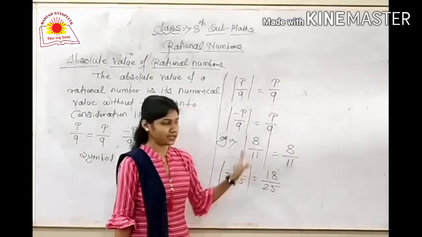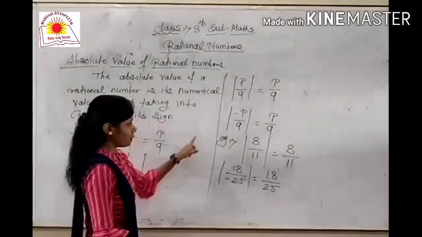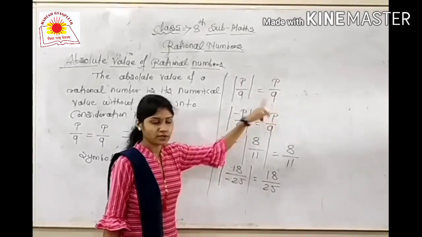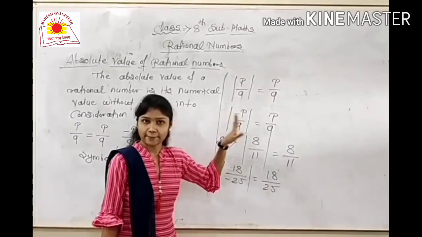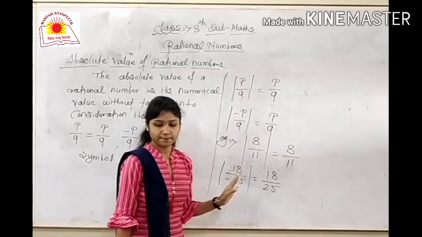So this is a simple topic. This is the absolute value. It means that the absolute value of a positive rational number is positive, and the absolute value of a negative rational number is also positive.